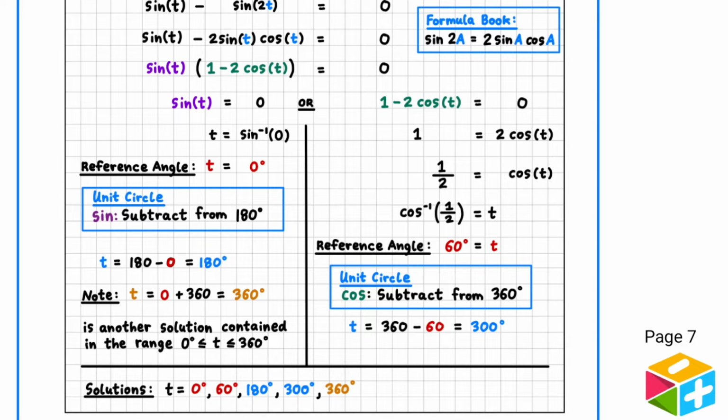Putting everything together, we ended up with 5 solutions. t equals 0 degrees, 60 degrees, 180 degrees, 300 degrees, and 360 degrees.